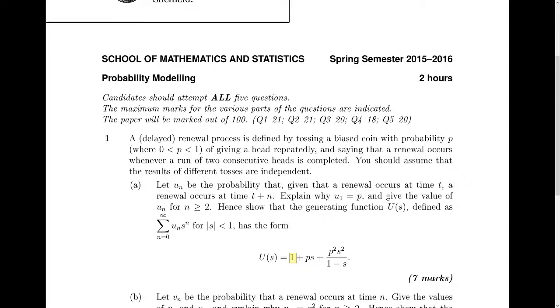If so, on a Blackboard exam, we can't really test your reasoning. So instead, the question could be: U of s has the form a plus bs plus, say, cs plus ds squared, divided by e plus fs. And you'll be asked to enter the values of a, b, c, d, e, f. That's one thing which could happen.